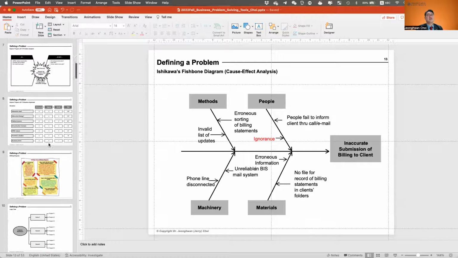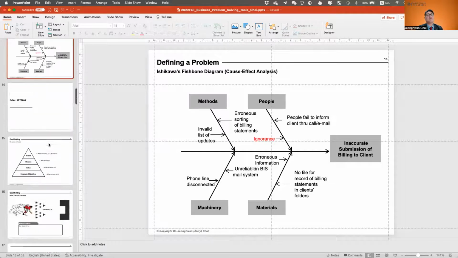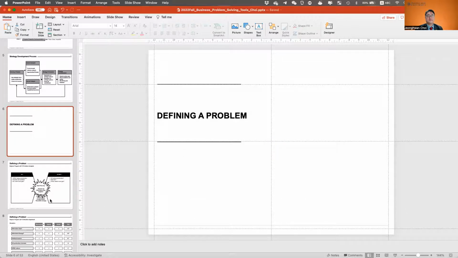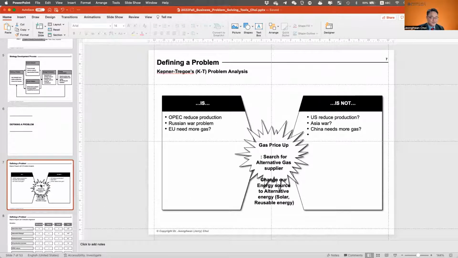So today we covered defining a problem and the tools for it. Defining a problem is most important, most time consuming, and the most hectic process. However, we can use these kinds of tools to define the right problem. Once we define the problem in the right manner, the other processes are totally easy to handle.